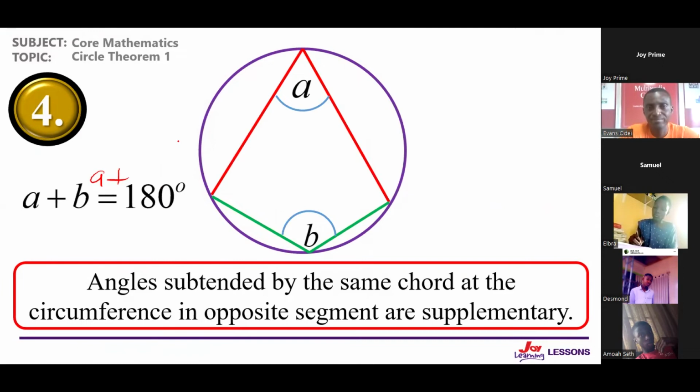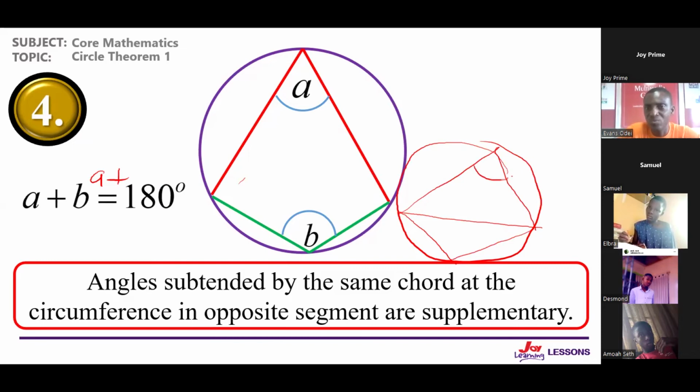Again, let me take that part again. We have a circle. So let me draw a new circle here, and then we have a chord. One angle is subtended to the circumference at one segment, and the other goes to the opposite segment. We say these two angles are supplementary. Supplementary angles means they add up to 180, and if it is complementary, they add up to 90. So take note of the words complementary angles and supplementary angles. Supplementary angles add up to 180, whilst complementary angles add up to 90.